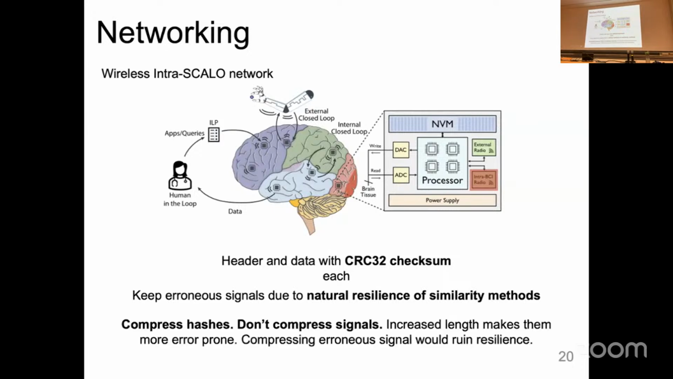Okay. And we additionally compress hashes, but we don't compress the signal, because the increased length makes them more likely to have some errors. And if we compress these erroneous signals, then we lose this resilience to those errors. So we just send the full signal.